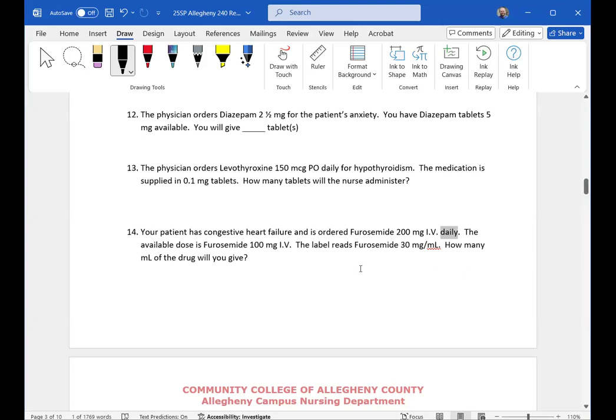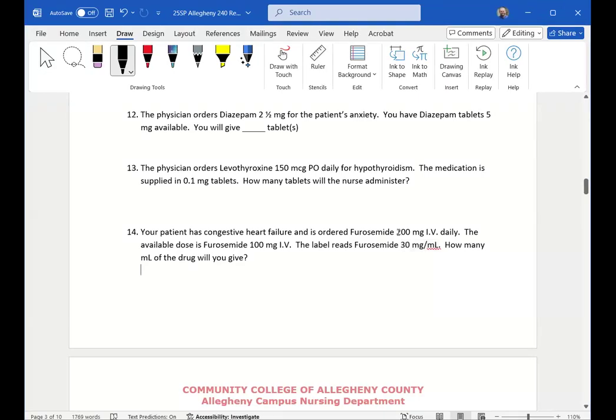Now, the thing that's a little bit tricky is it gives you this extra piece of information. It tells you 100 milligram IV, but that's not helpful. That 100 milligrams IV doesn't necessarily help you with calculating milliliters. What you need is this right here, the 30 milligrams per milliliter.